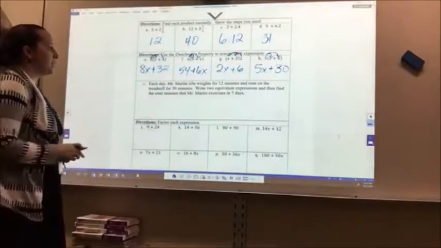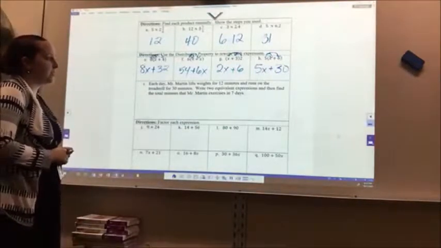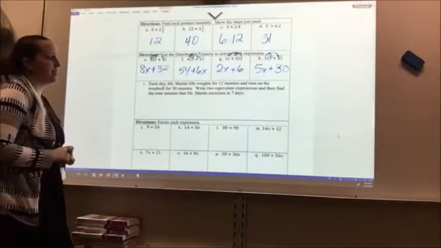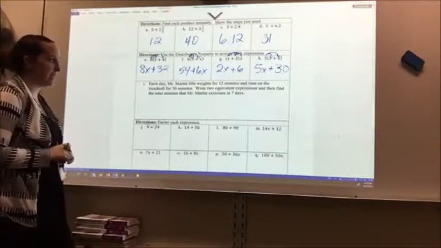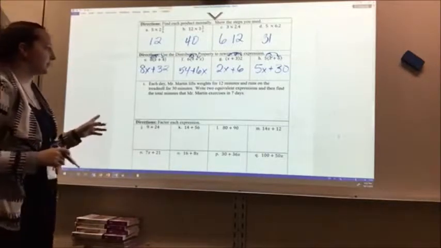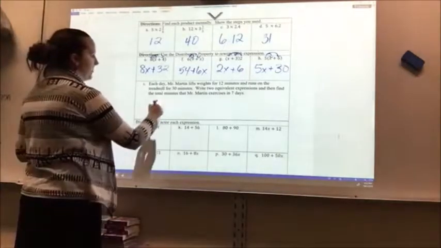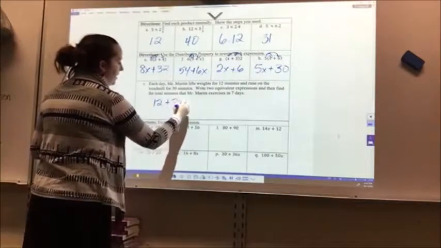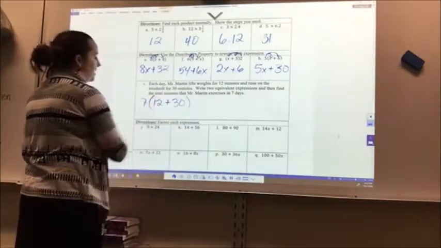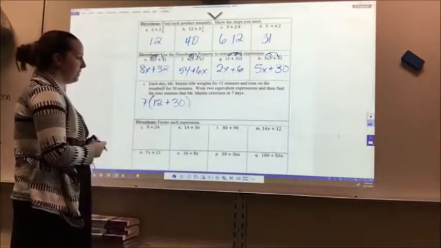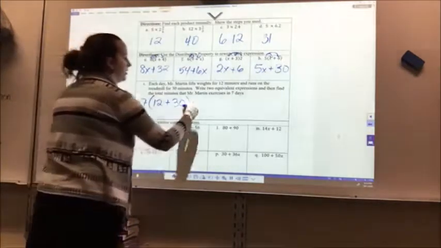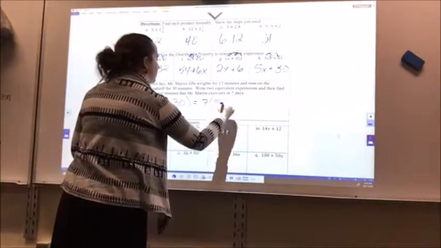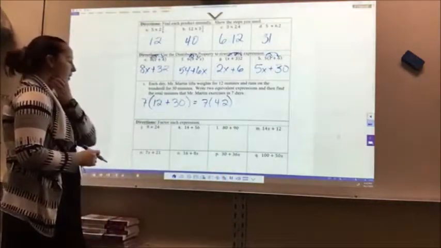For letter I, each day Mr. Martin lifts weights for 12 minutes and runs on the treadmill for 30 minutes. Write 2 equivalent expressions and then find the total minutes that Mr. Martin exercises in 7 days. So my 2 equivalent expressions: he lifts weights 12 minutes, plus 30 minutes, and that's for 7 days. I can also add these together. 12 plus 30 gives me 42. Those are 2 equivalent expressions.